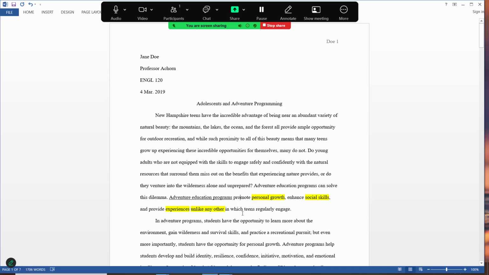Now, in that first essay, the difference is it would have to have been some sort of call or very strong persuasive stance. Adventure education programs should be implemented. Here, she is just informing her audience, or us readers, how it promotes personal growth, enhances social skills, and provides experiences. Okay.